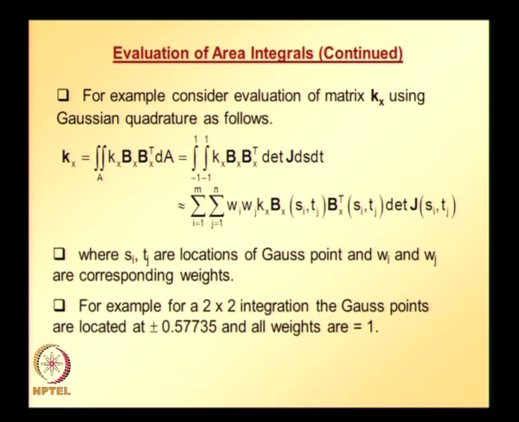For example, for 2 by 2 integration, Gauss points are located at plus or minus 0.57735 in both directions. That means we need to use all combinations to get the coordinates of all the 4 integration points, and weight at each of these integration points is going to be 1, because weight in the s direction is 1 and weight in the t direction is 1.